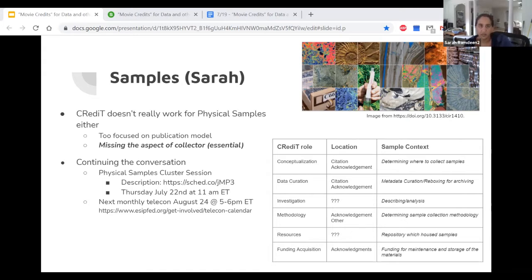And we're currently working on some guidelines for publishers about samples. And that's something that will continue not just at this ESIP meeting, but in our monthly calls, which are on, I believe, the 4th Tuesday. And the next time for the next one is also on this slide.